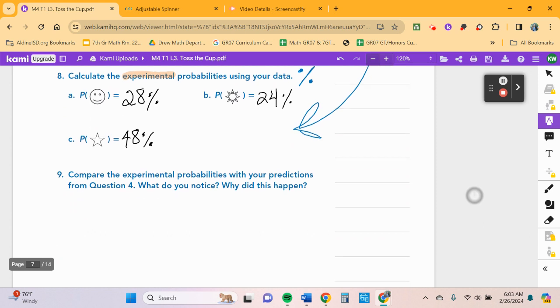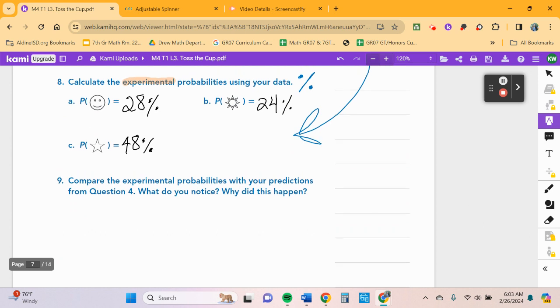Now let's look at this final question. Number 9, it says compare the experimental probabilities with your predictions from question 4. What do you notice and why did this happen? Now, we're not going to answer this together. I want you to answer it on your own or with a partner. Take 2 minutes max to answer this question. And if you need to, of course, refer back to question number 4, absolutely do that. Look at those numbers and compare. So I should see pages flipping. All right, 2 minutes on the clock. Pause here.